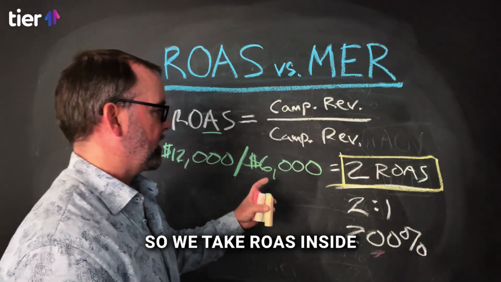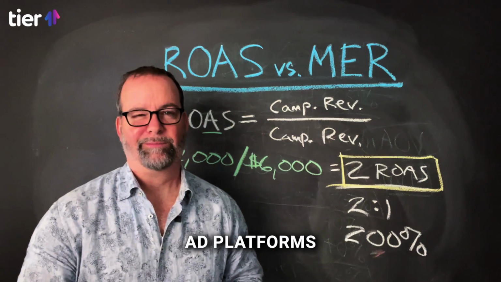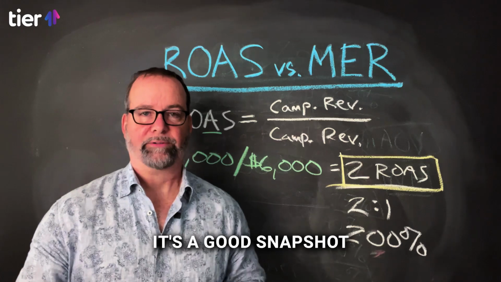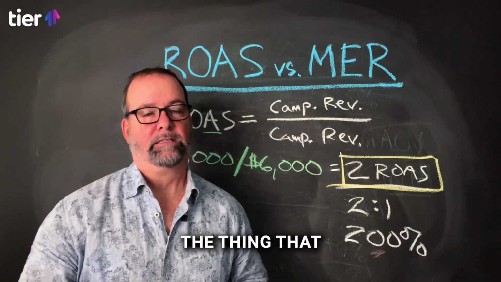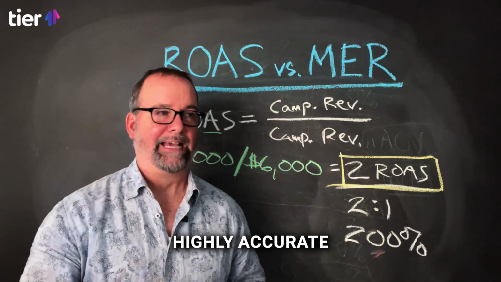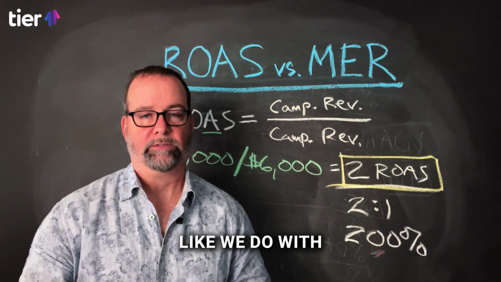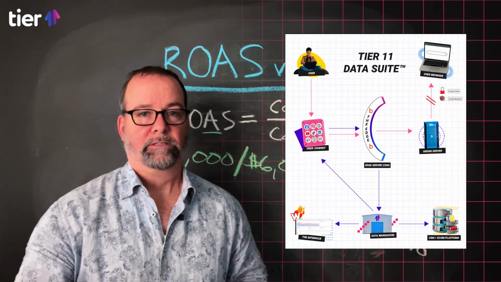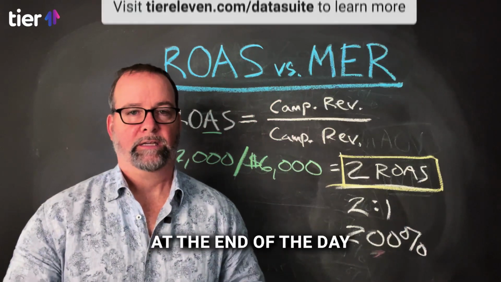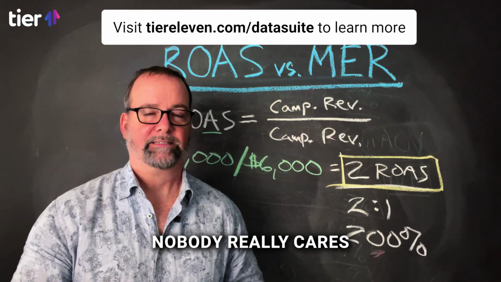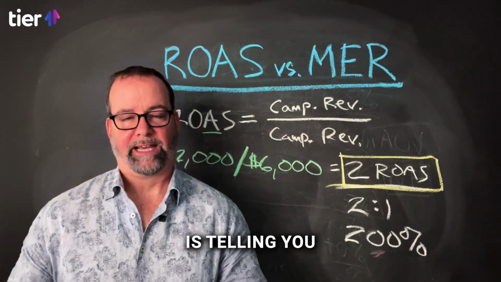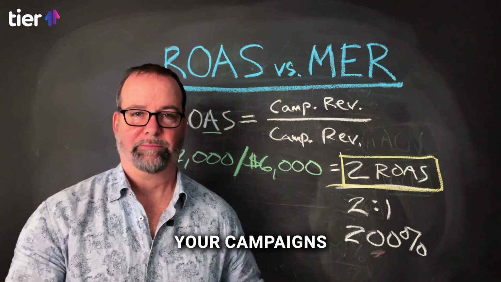So we take ROAS inside ad platforms with a grain of salt, sort of. It's a good snapshot in time. It's not the thing that we really look at. However, if you have a highly accurate attribution tool like we do with Tier 11 Data Suite, you don't need to rely on those in-app metrics. You can just look into Data Suite. At the end of the day, nobody really cares how much Facebook or Meta or Google is telling you you're making on your campaigns.